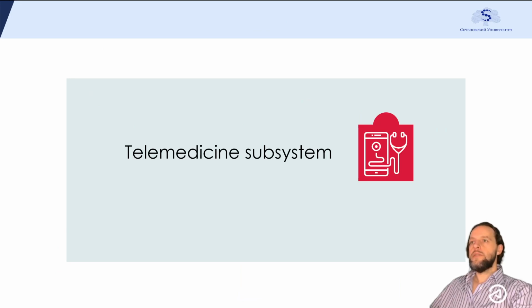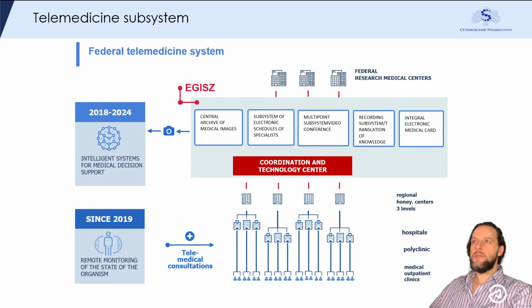Now let's take a look at the telemedical system, a subsystem of the integrated medical information system. The federal telemedicine system consists of several levels, and it also integrates data from the central archive of medical images, subsystem of electronic schedules for specialists, video conference system, recording subsystem, translation of knowledge, and integrated electronic medical card.